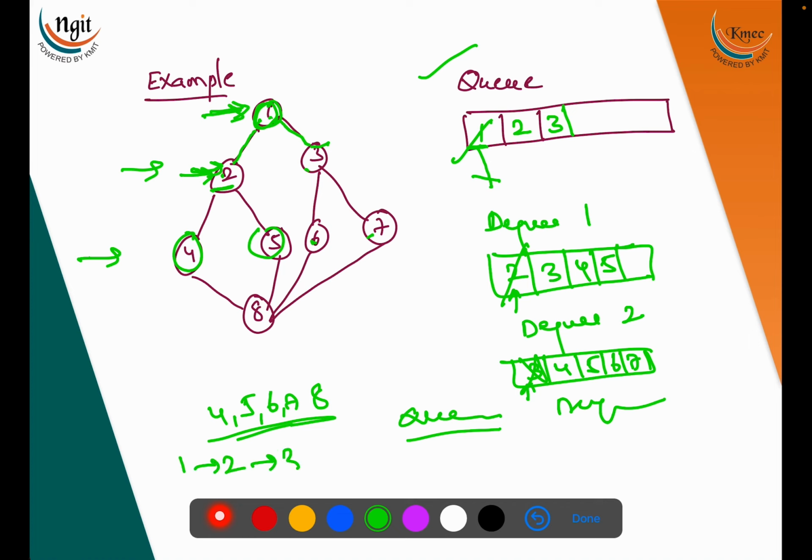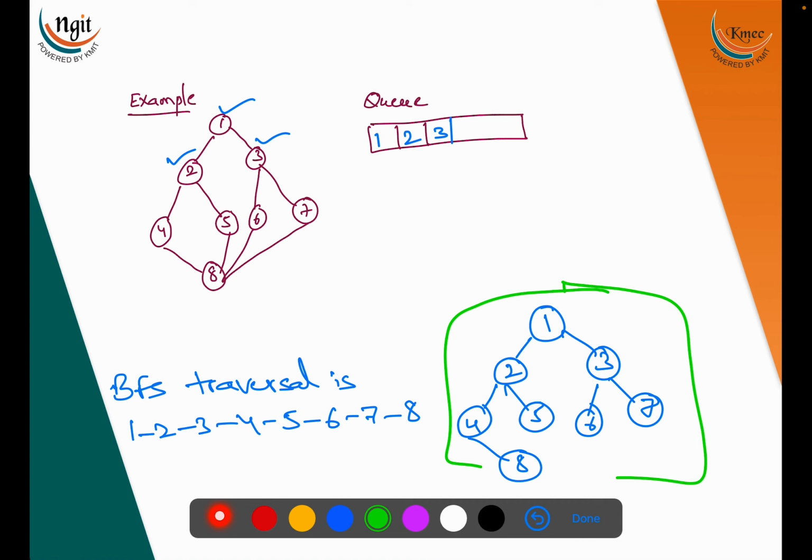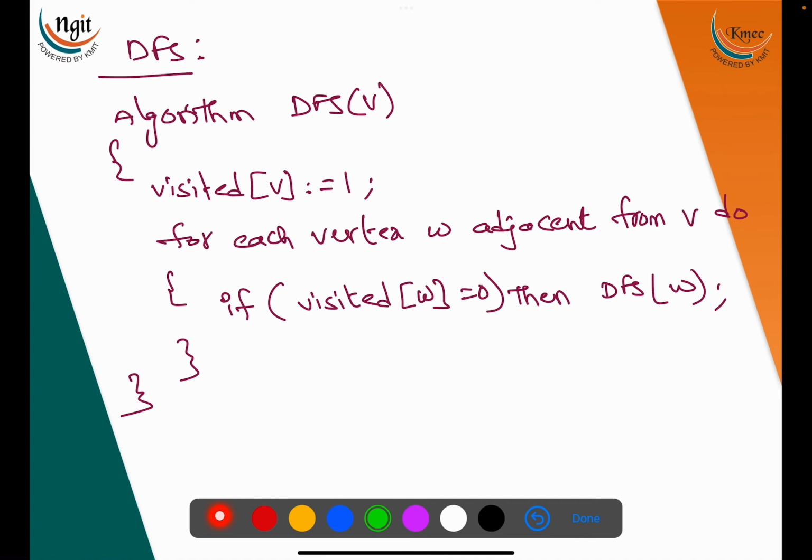1 to 2, 2 to 3, 3 to 4, 4 to 5, 5 to 6, 6 to 7, 7 to 8. So this is the final BFS traversal for this graph. Now the spanning tree is what? This. The spanning tree for this graph using the BFS traversal technique is what? Right? Now we'll see how we will do it for DFS.